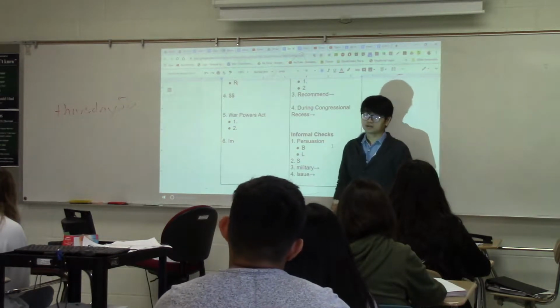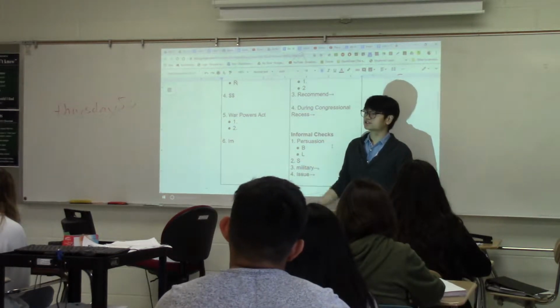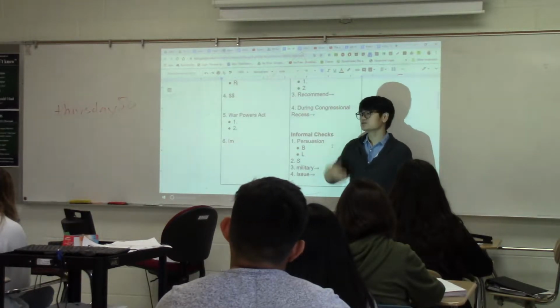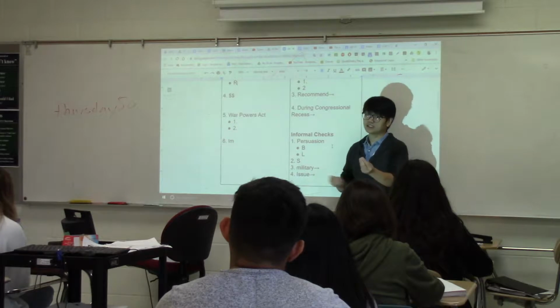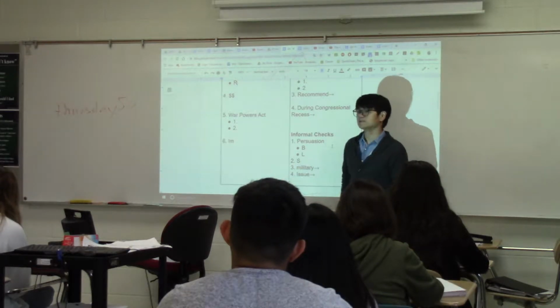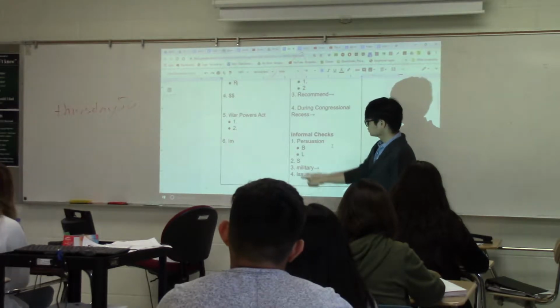He can do log rolling by using his what as leverage? Log rolling just means negotiation, but he can use his veto as leverage when he's dealing with Congress. I'll pass this bill for you. I won't veto it if you pass my bill next time. What does that stand for?